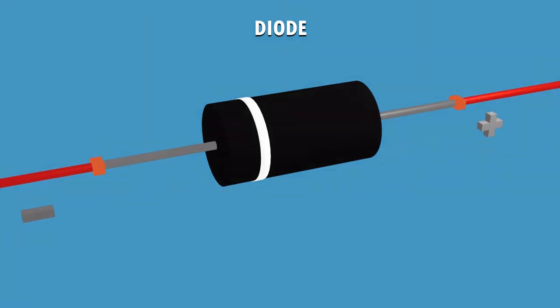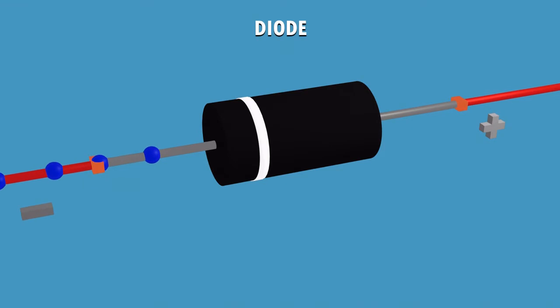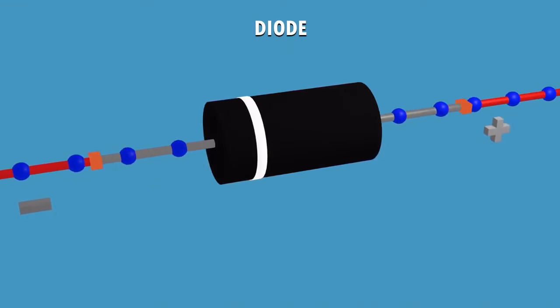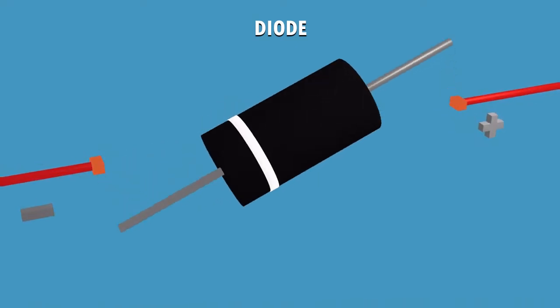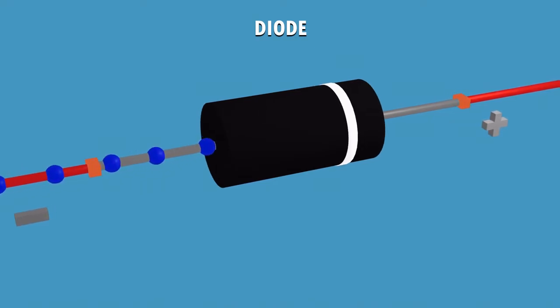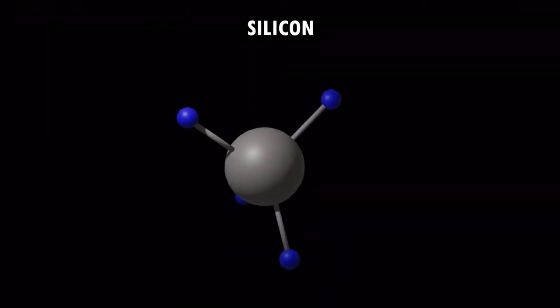When the cathode is connected to the negative terminal of a power supply with its anode connected to a positive terminal, the diode acts like a closed switch and allows current to pass through it. When the polarity is altered, the diode acts like an open switch and blocks the current flow. This unique property is due to the semiconductors which make up a diode. The most common semiconductor is silicon.